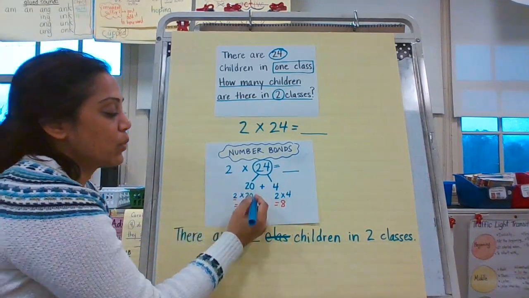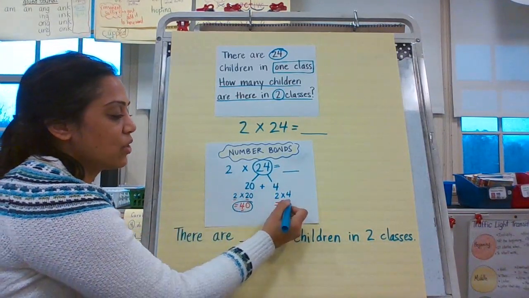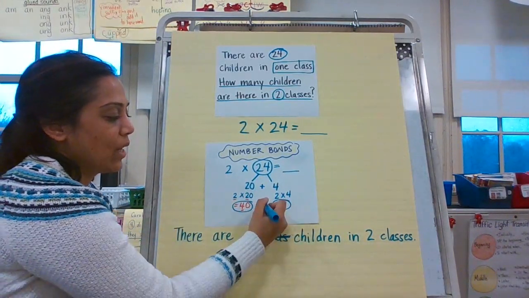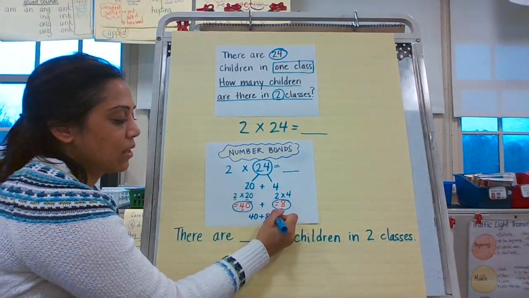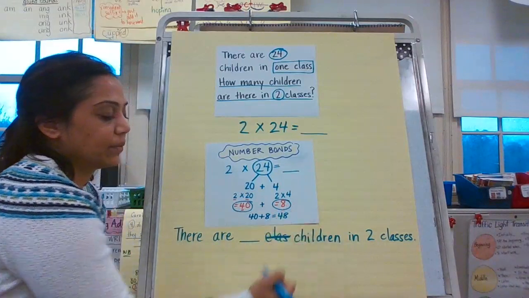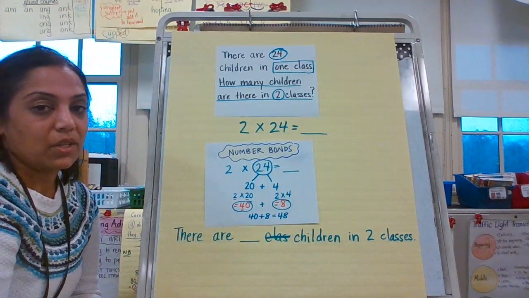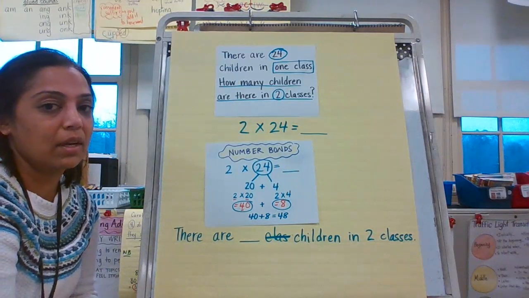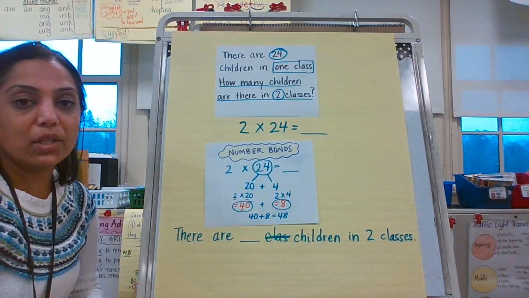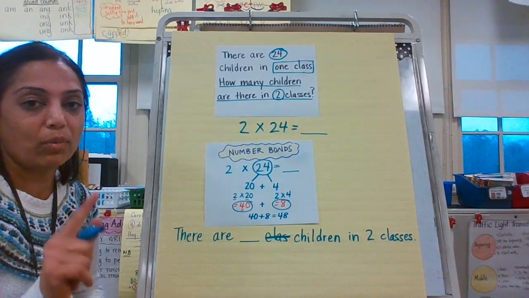And now what we do is we take the answers to these products and we add them. So we say, what's 40 plus 8? It's 48. So that is number bonds. You can pause and rewind this anytime, but this is how we're going to be using number bonds for multiplication. One more strategy.